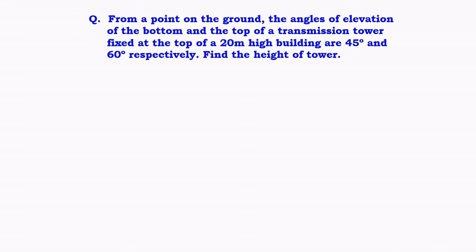Let us take the next question. From a point on the ground, the angles of elevation of the bottom and the top of a transmission tower, fixed at the top of a 20-meter high building, are 45 degrees and 60 degrees respectively. We have to find the height of the tower.